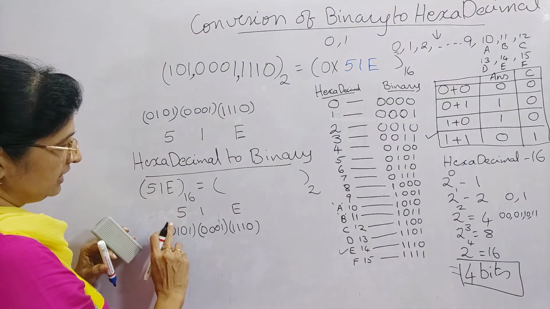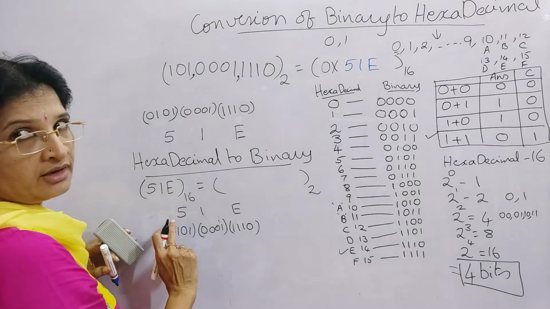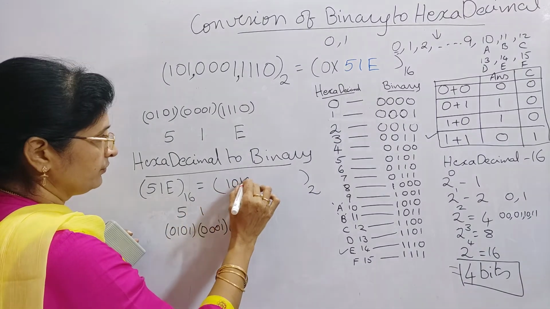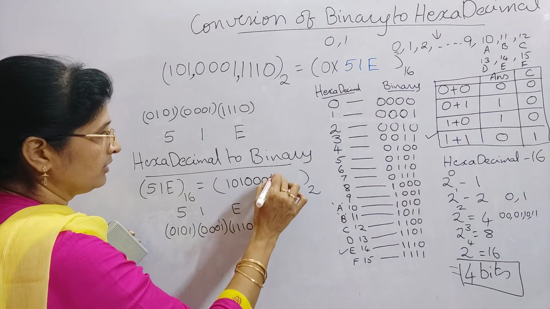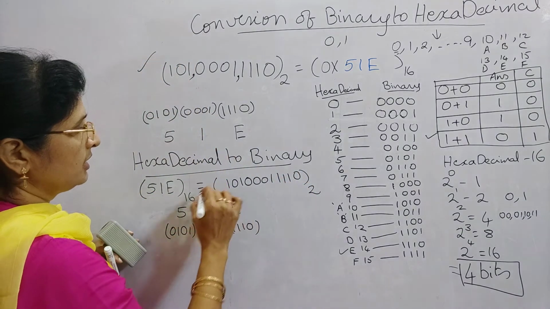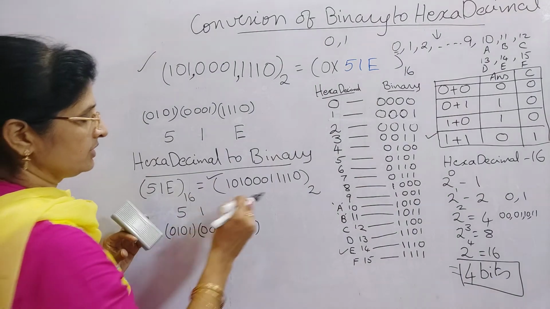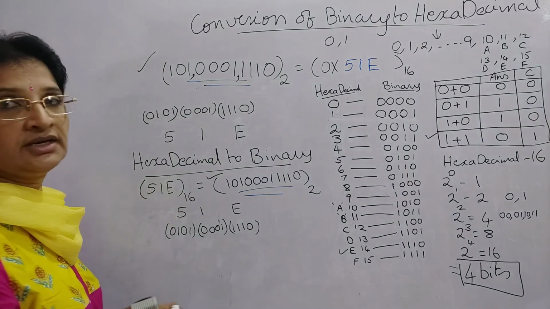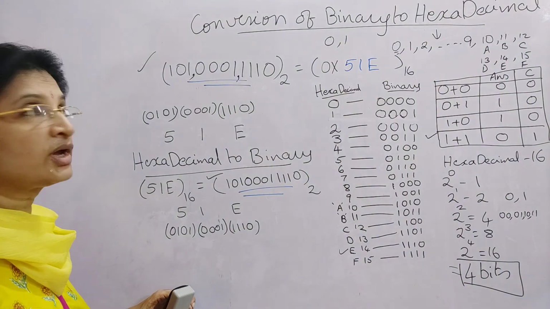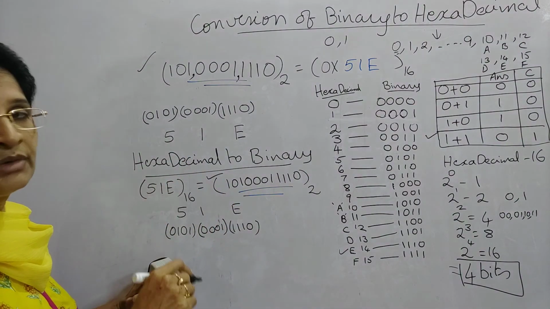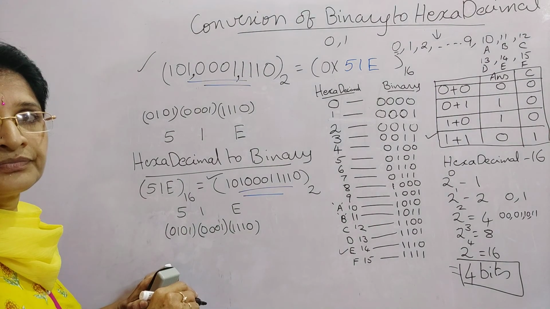So the leading front zeros can also be eliminated. So I will write the number 10100011110. If you check, this one and this one is the same number. That is, we got the same number. This is how you can convert from binary to hexadecimal and hexadecimal to binary.